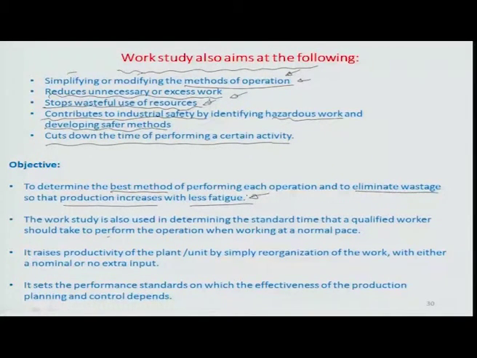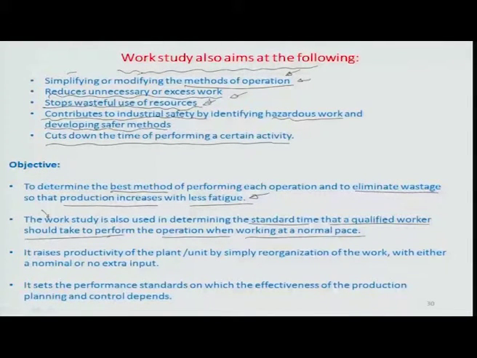So, the work study is also used to determine the standard time that a qualified worker should take to perform the operation, and that too when working at a normal pace. Now, between operators there are obviously going to be variations, because some of the operators may operate more efficiently, some at less efficiency. So, there has to be some mathematical factor which rates the operator, so that the way he complies to a task is included in terms of being over efficient or less efficient. So, that aspect does come in work study.